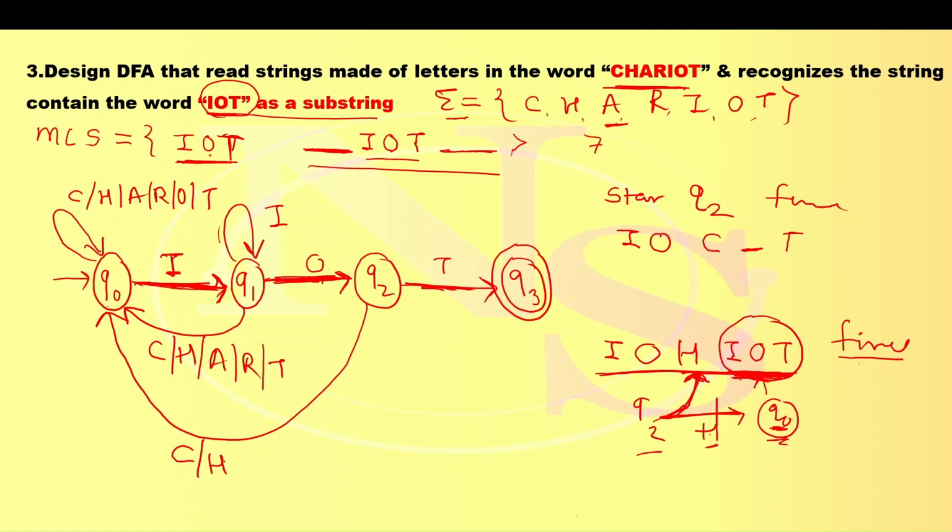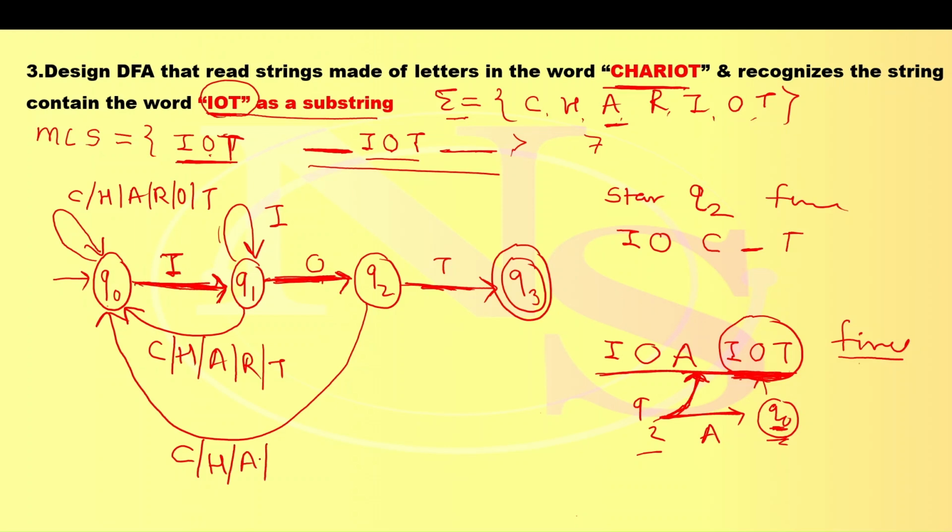If I take another symbol, that is A, initially it is not valid. We need to make it valid by writing IOT. Again the same thing, Q2 reading A, going to some other state from where there is a path for IOT. So I need to write here A also.